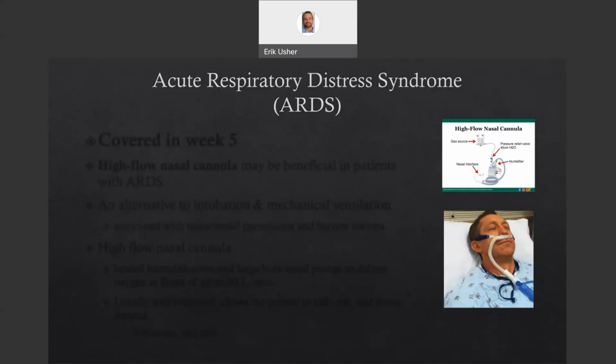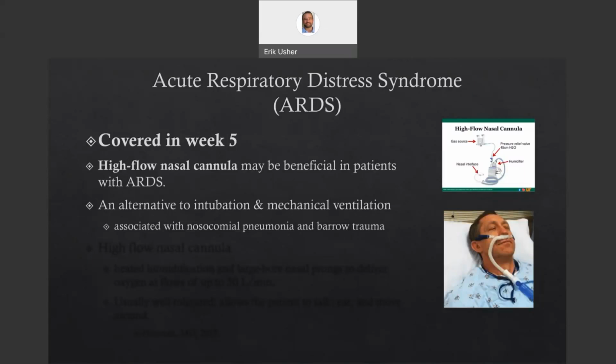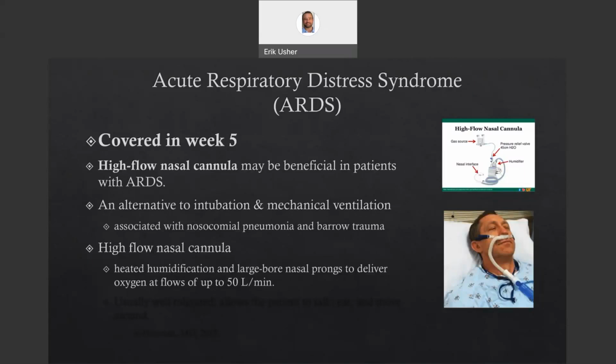So let's talk about that ARDS. And we spoke about it in week 5. We talked about high-flow nasal cannula, may be beneficial in patients with ARDS, as an alternate to intubation and mechanical ventilation. And it's associated with nosocomial pneumonia and barotrauma when we do mechanically ventilate those patients. So the high-flow nasal cannula is heated humidification of this oxygen via large bore nasal prongs to deliver oxygen, sometimes up to 50 liters a minute. It's usually well tolerated. It allows the patient to talk, eat, and even move around if need be.